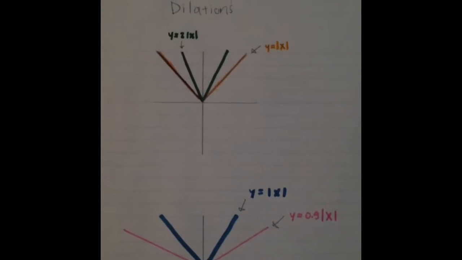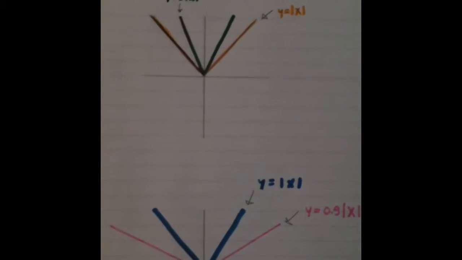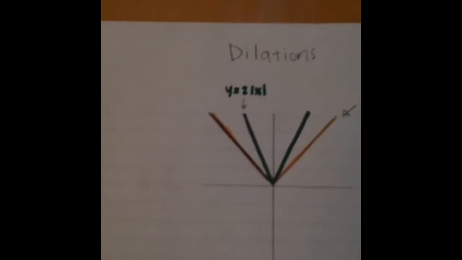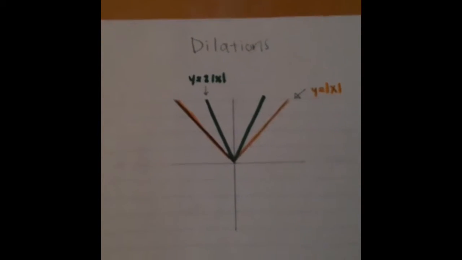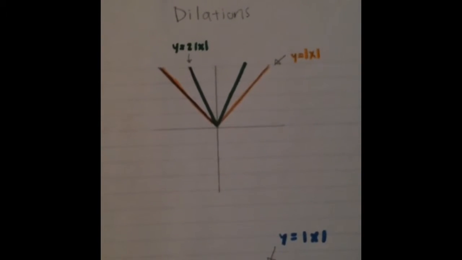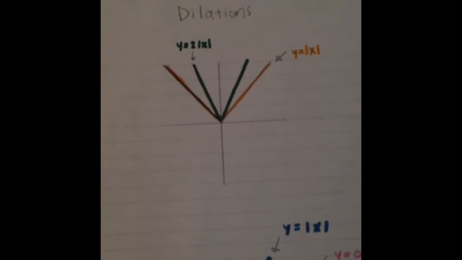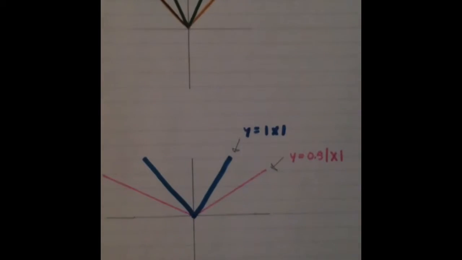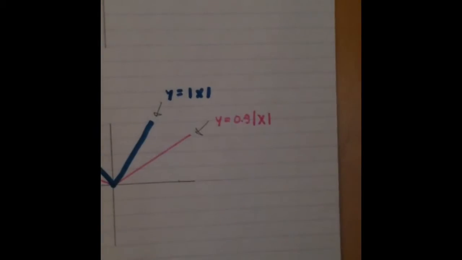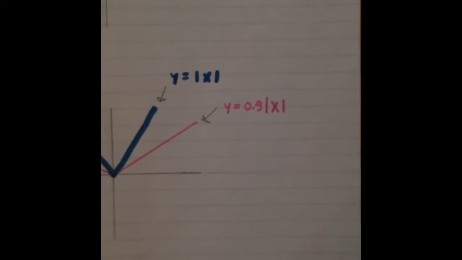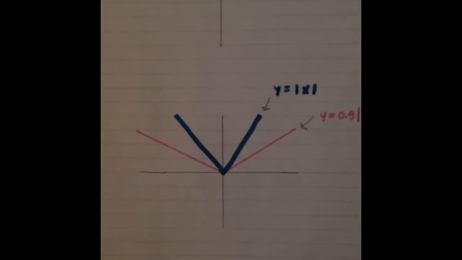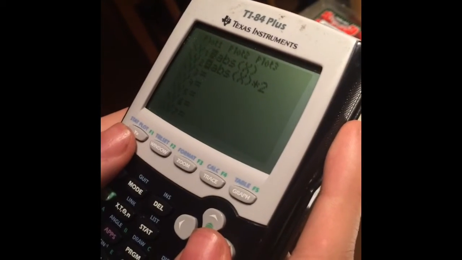Lastly are dilations, which are multipliers which determine the slope of the line. And you can see that y equals 2 absolute value of x makes the slope a lot steeper as compared to y equals absolute value of x. And when you multiply it by 0.5, it makes the slope a lot wider in comparison to the parent function. So this is how dilations work on a calculator.